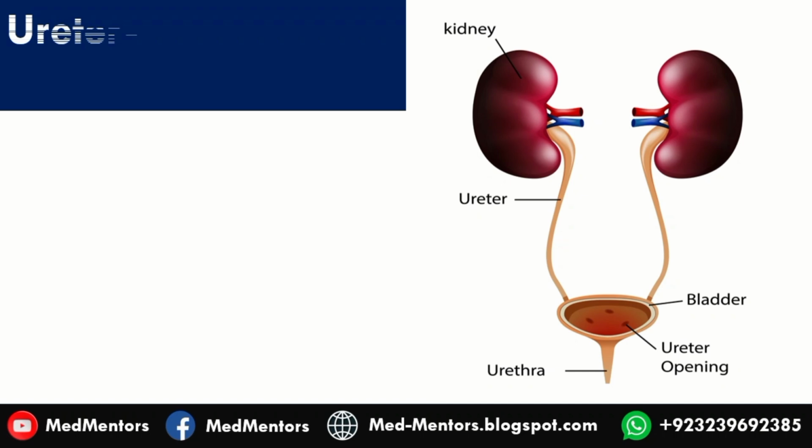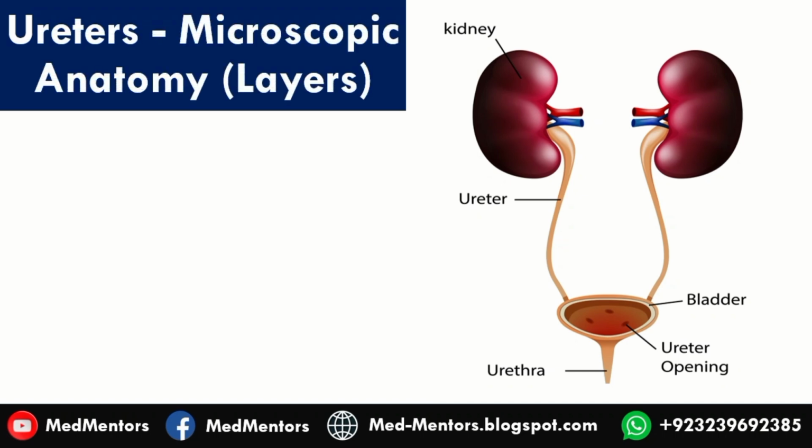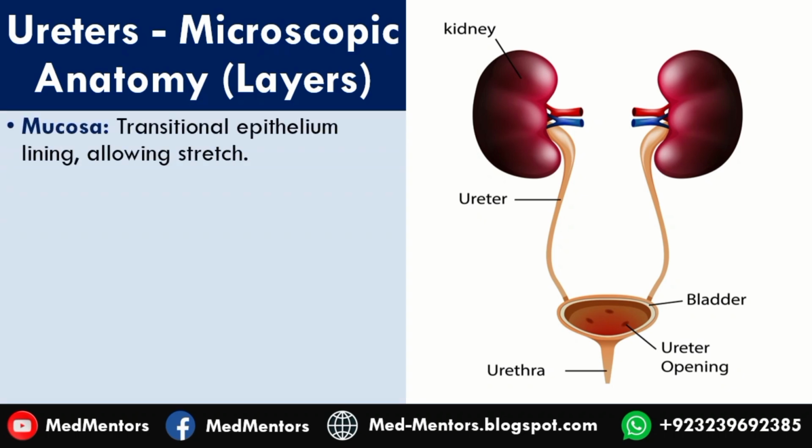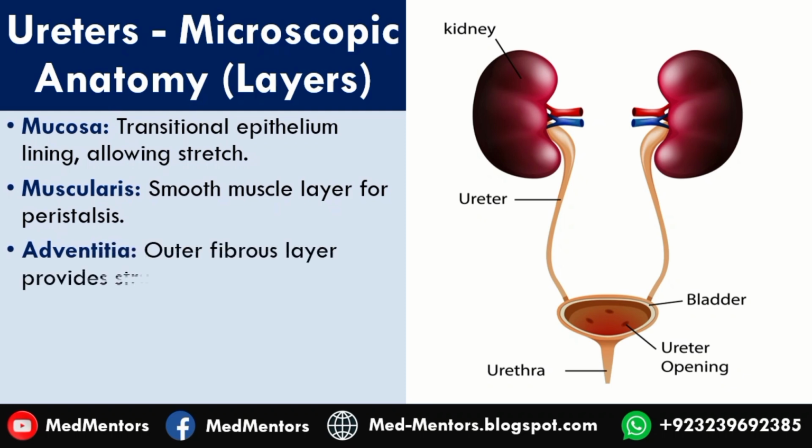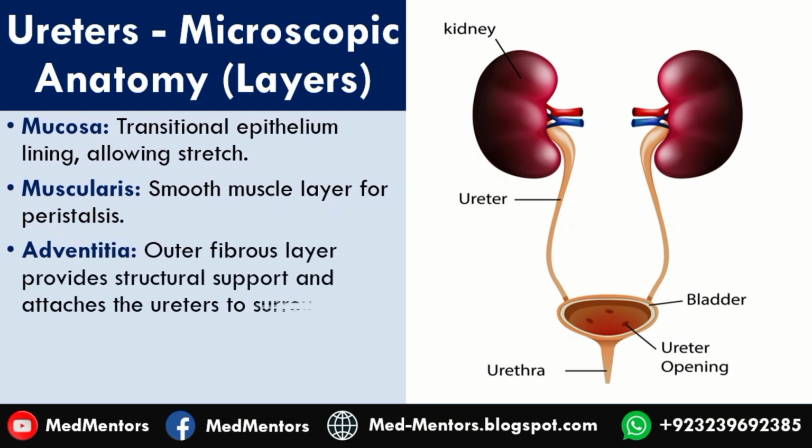Ureters, microscopic anatomy or layers. Let's examine the microscopic layers of the ureters. Number one, mucosa, lined with transitional epithelium, which allows the ureters to stretch as urine passes through. Next, muscularis, a layer of smooth muscle that facilitates peristalsis, the wave-like contractions that propel urine. Next, adventitia, the outer fibrous layer, provides structural support and anchors the ureters to surrounding tissues.